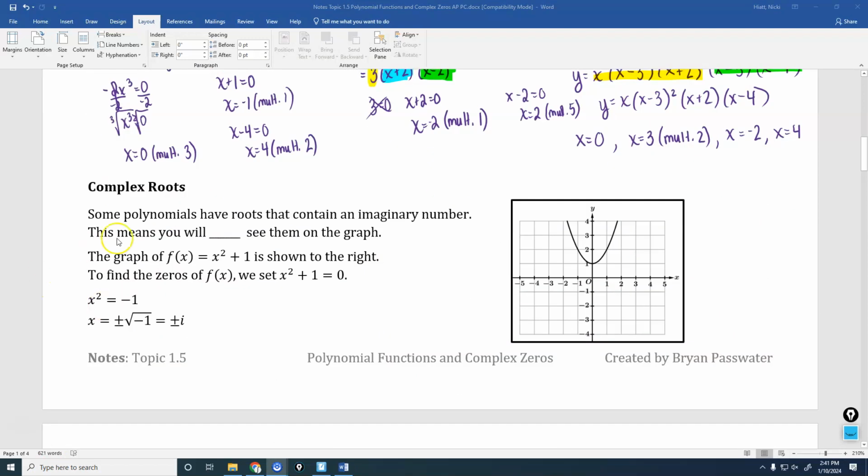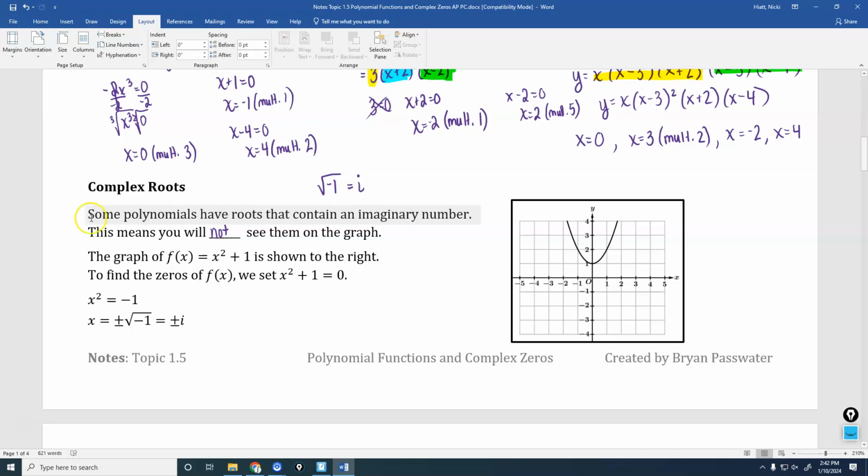Okay, so let's talk about complex roots. Technically, real roots are also complex roots, but some polynomials will have roots that contain an imaginary number. This means that you will not see them on the graph. You can't graph something that has an imaginary number. You should hopefully remember from your Math 3 class that the square root of negative 1 is going to equal i. That's the symbol that mathematicians use to represent the square root of negative 1. And if we have that i in a root, then it's not a real root.